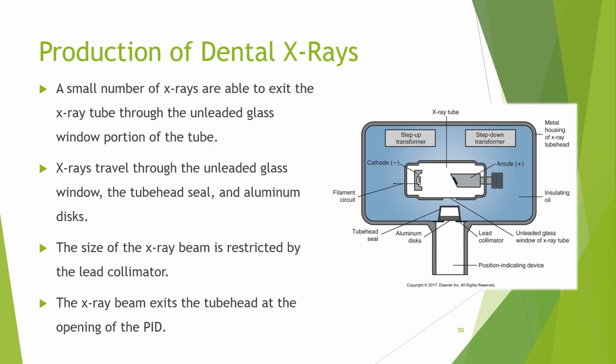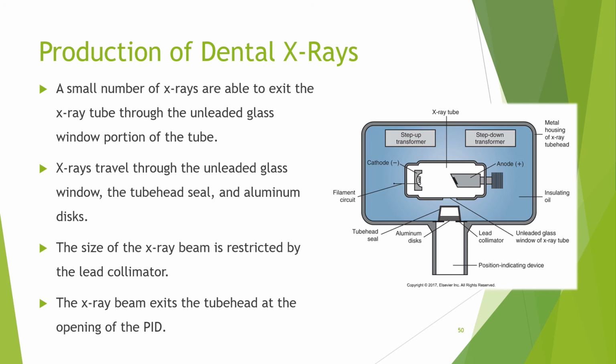Okay, so the small number of X-rays that are produced once they shoot those electrons over towards the tungsten target, that 1% is made, right? And some of those are directed by the shape of the anode. It's directed toward that little window in the unleaded glass. So the leaded glass of the whole tube, there's a little window of unleaded glass that allows the X-rays to go through. The X-rays travel through there, they travel through the tube head seal, and then they travel through the aluminum discs. And those aluminum discs are filtering out those slower, longer wavelengths that are less penetrating.